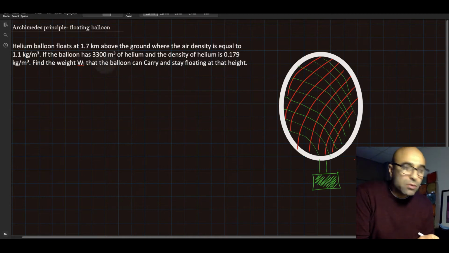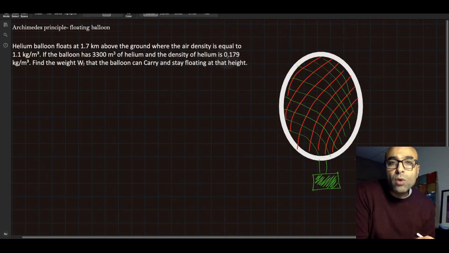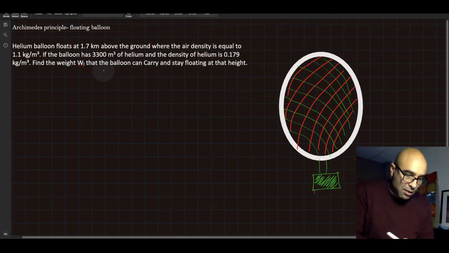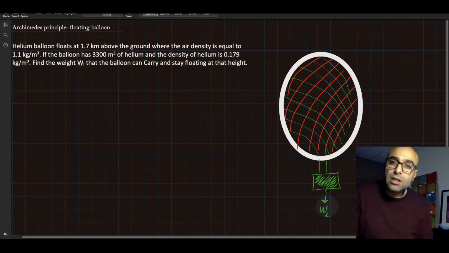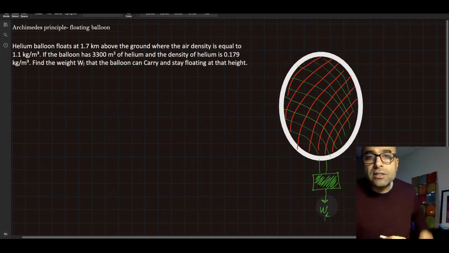Now, if the balloon has a volume of 3,300 meters cubed of helium, and the density of helium is really small, 0.179 kilograms per meter cubed, we need to find the load, which we will call W sub L, that the balloon can carry and stay afloat at that height.